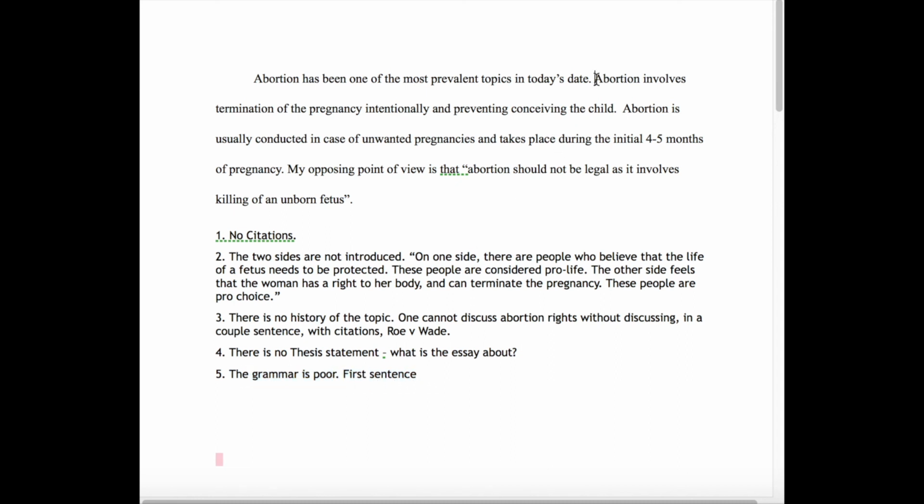And last, the grammar is poor. For example, the second sentence: abortion involves termination of the pregnancy intentionally and preventing conceiving a child. It just doesn't even make sense. And the first sentence: abortion has been one of the most prevalent topics in today's day. What does that even mean? And you want to start your paper with a really strong first sentence.